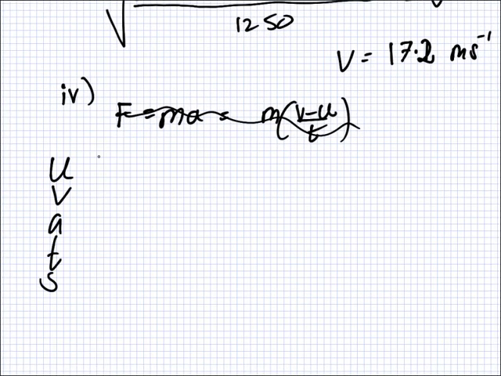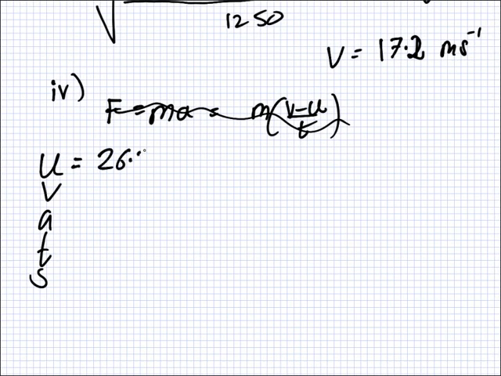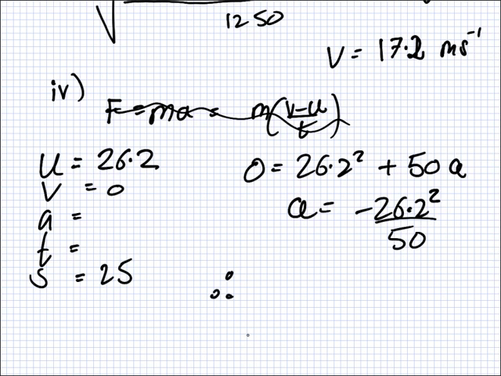SUVAT. The U is 26.2. The V is 0, the A we don't know, the T we don't know, the S is 25. V squared equals U squared plus 2AS. So the A is minus 26.2 squared over 50. So therefore, the F would equal minus 1250 times 26.2 squared over 50.